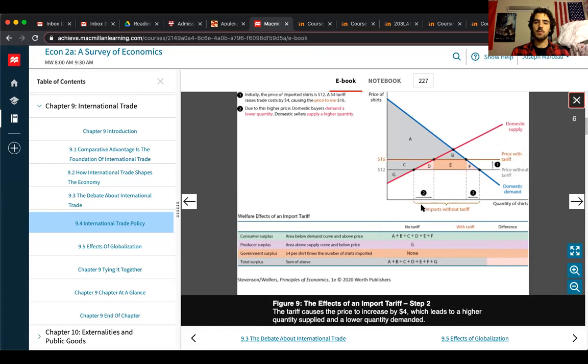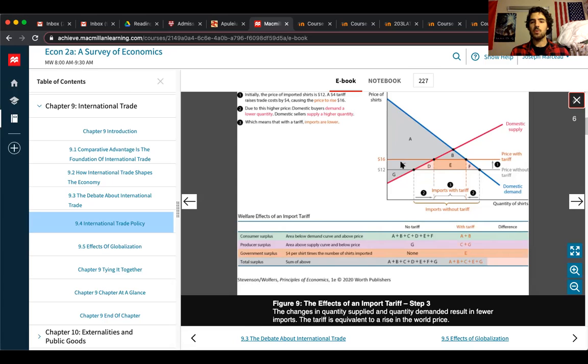You introduce a tariff of $4. It's effectively going to increase the world price to $16. That's the same effect as if you just increased the price to $16. Due to the higher price, domestic buyers will demand a lower quantity, and domestic sellers will supply a higher quantity. You're going to notice immediately that that increased world price is going to increase the producer surplus right here. It's going to decrease the amount of consumer surplus right here. And it's also going to introduce something new that we haven't dealt with before, something called government surplus.